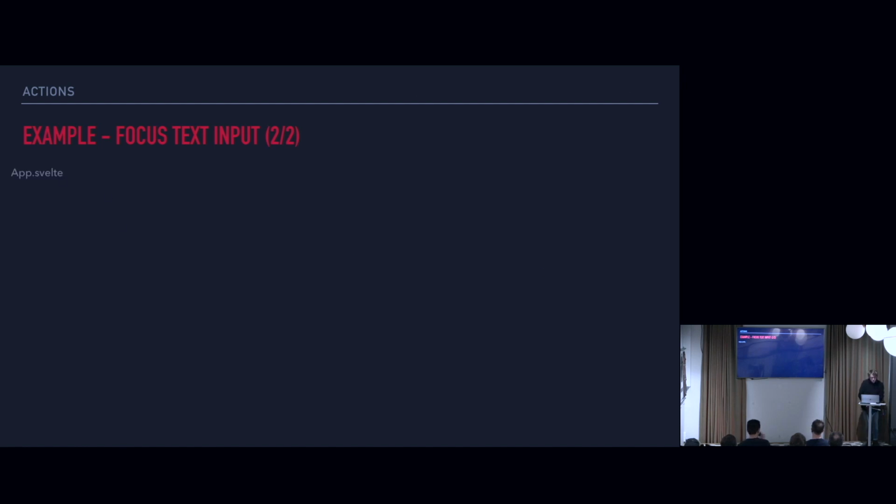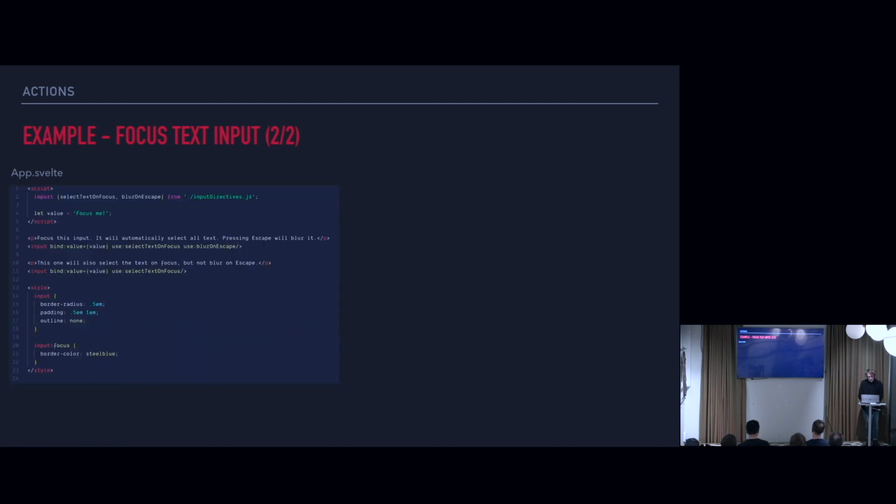So we can start by looking at our component. It has some text. So this is the component that we just looked at before. It has some text, as well as some styling. And let's see, two input fields. And if you look closely, right at the top, we can see that we're importing two functions, select text on focus and blur on escape. And these names, to me, are very declarative and tell us pretty much what is going to happen when we apply them to our input elements.